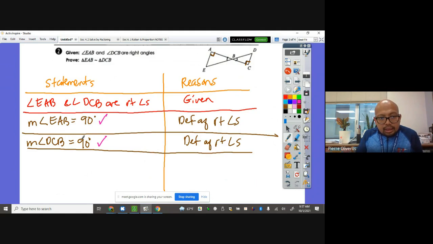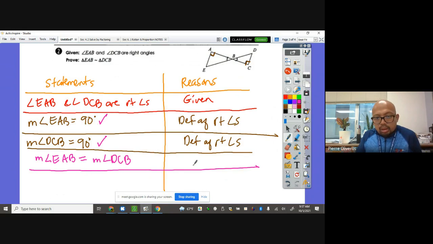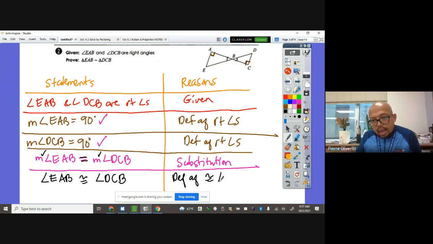Now, since that's 90, we know that the measure of angle EAB is equal to the measure of angle DCB, right? What's the reason for that? They're both 90, so these two are equal. Therefore, that is substitution. Next, this is a measurement with an equal sign. I like that to be in a congruent format, so I can write angle EAB is congruent to angle DCB. That's the definition of congruent angles, meaning when you convert an equal sign to congruent or congruent to an equal sign. Now we can say that these two angles are congruent.